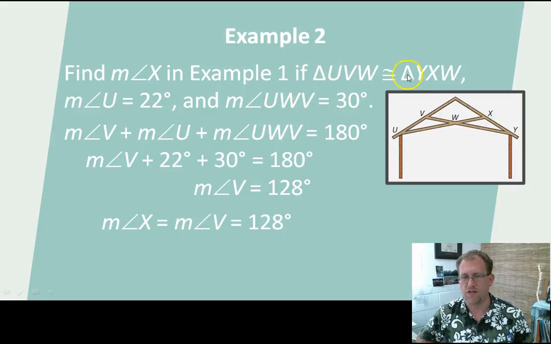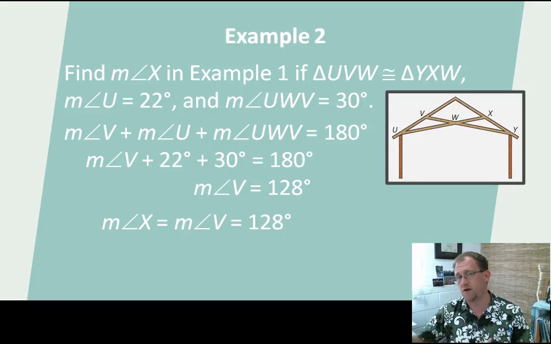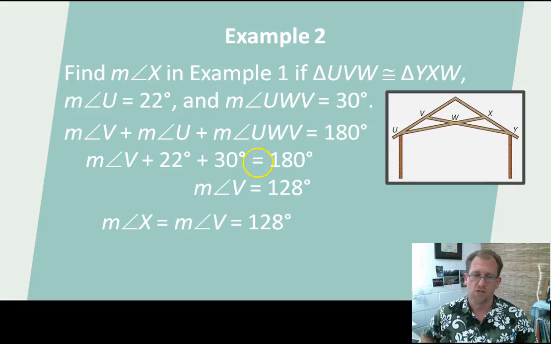If triangle UVW is congruent to YXW, and the measure of angle U is 22 degrees, okay, and angle UWV is 30, okay. Well, now first I'm going to say, oh, well, the sum of the interior angles of a triangle is 180 degrees. So I have 22 and 30 and something giving me 180. 22 and 30 is 52. 52 from 180 is 128. So angle V has to be 128 degrees.